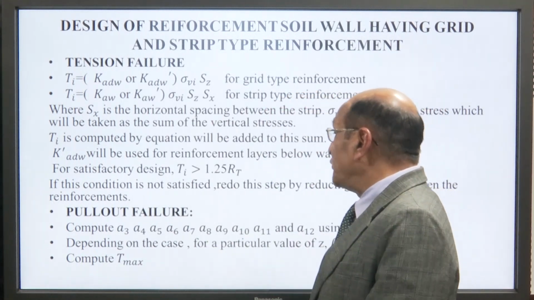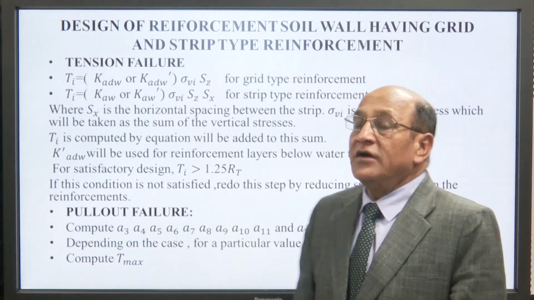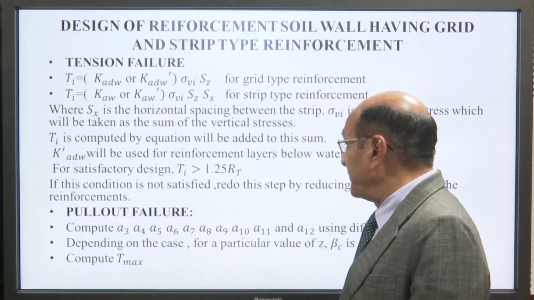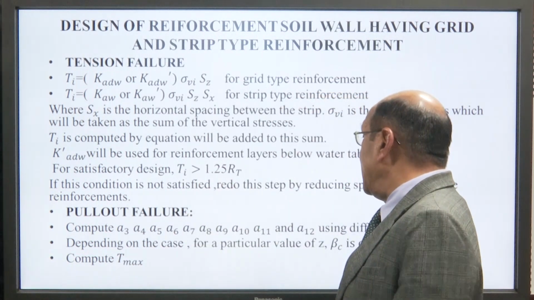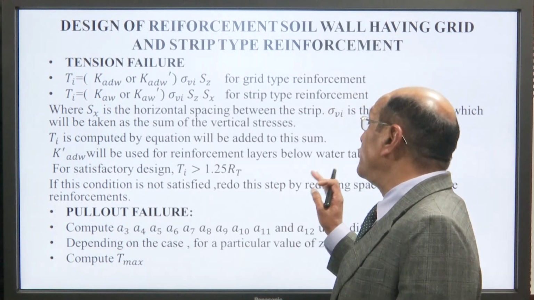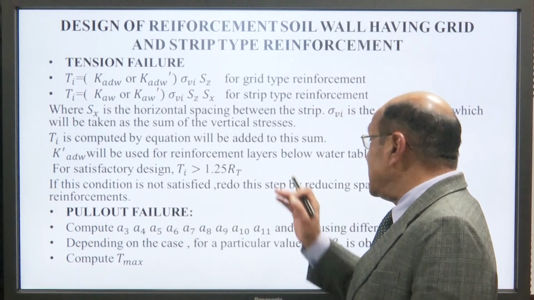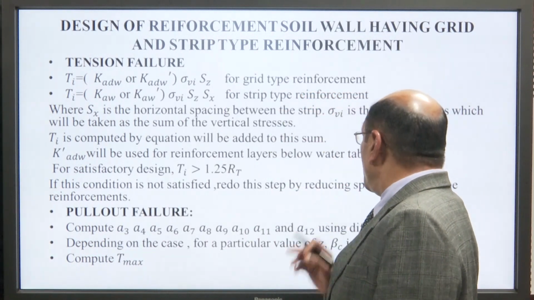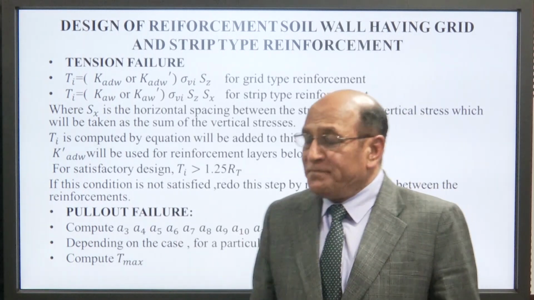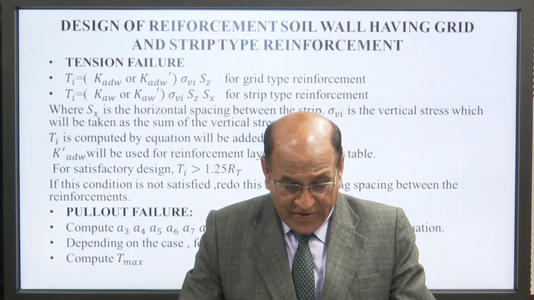So we can compute this one. Ti is computed by the equation and will be added to this sum. In this way we can check the satisfactory condition that Ti is greater than 1.25 RT. If the condition is not satisfied, in this case redo this step by reducing the spacing between the reinforcement.